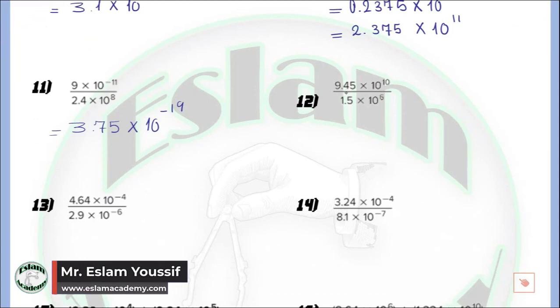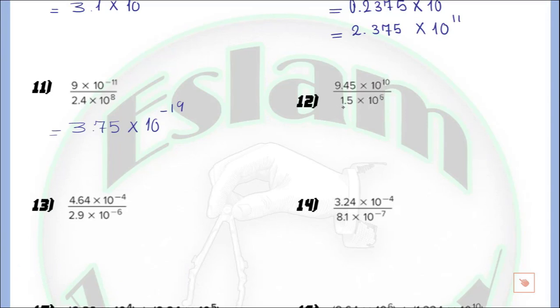We can find the same in question number 12. 9.45 multiplied by 10 to the power 10 divided by 1.5 multiplied by 10 to the power 6. So it will be equal to 9.45 divided by 1.5, the answer will be equal to 6.3 times. We write 10. 10 to the power 10 divided by 10 to the power 6, all we have to do is subtract the power, so it will be equal to 4. So the answer now will be equal to 6.3 multiplied by 10 to the power 4.